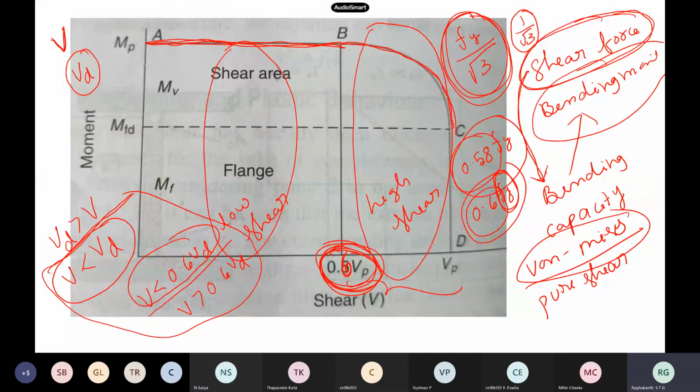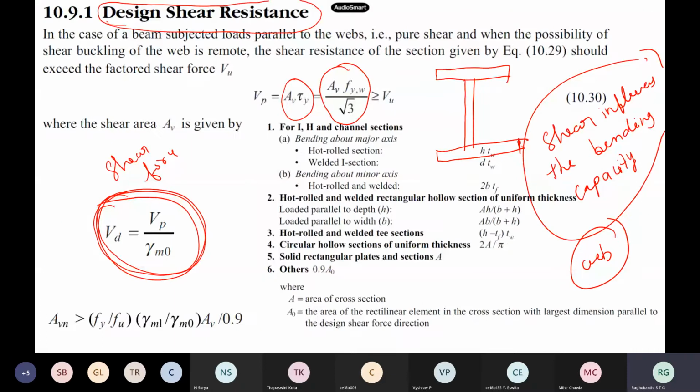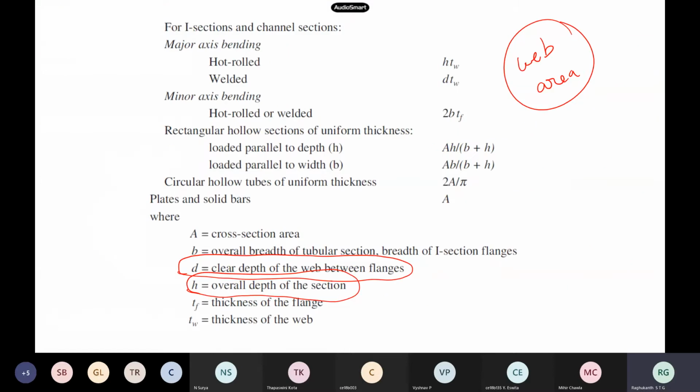This is the most important. Suppose if it is 0.7 times Vd, your bending capacity decreases. So this we call low shear, and then high shear. 0.6 comes from that root 3 business. So this is the first thing you have to do, whether your beam is in high shear or low shear. For that you have to find out the design shear capacity, and then the applied shear force. If it is more than 0.6 times Vd, it is a high shear. If it is less than 0.6 times Vd, it is a low shear. How to compute the web area, the formulas are already given in the code, so you can use these expressions directly.